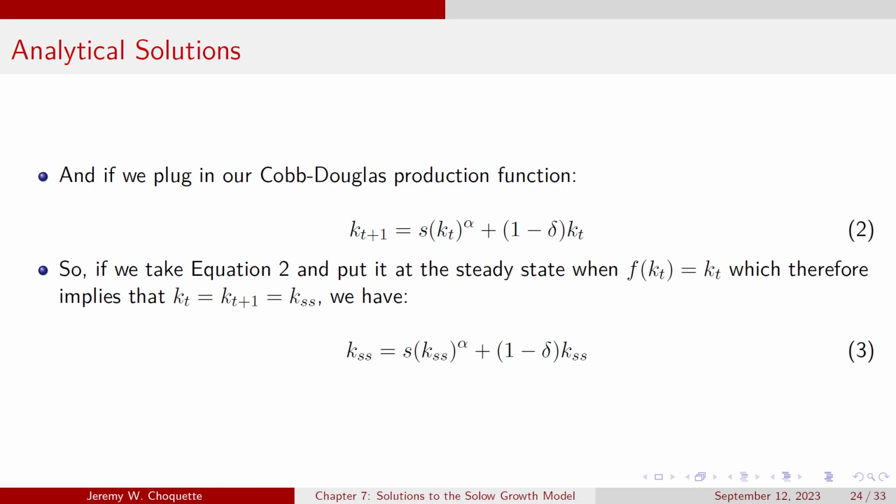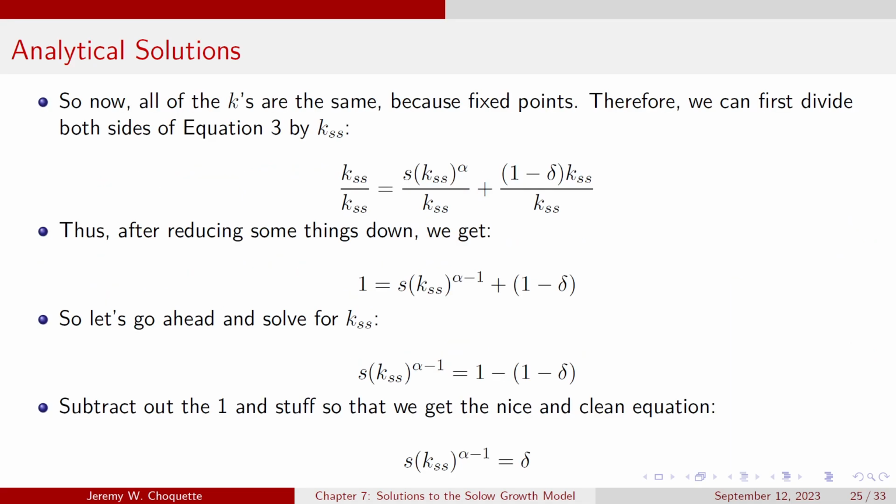If I take equation 2, put it in the steady state, k_{t+1} equals k_t equals k_ss, right? I get k_ss equals, and I don't know why I said f of k_t equals k_t. It's supposed to be k_{t+1} equals k_t, which gives me k_ss, sorry. I got a little ahead of myself when I was typing up this stuff. Please ignore that part. Anyways, k_ss equals s times k_ss to the power of alpha plus 1 minus delta times k_ss. Well, all the k's are the same, right? Of course they are, because fixed points. We've found a fixed point at steady state capital.